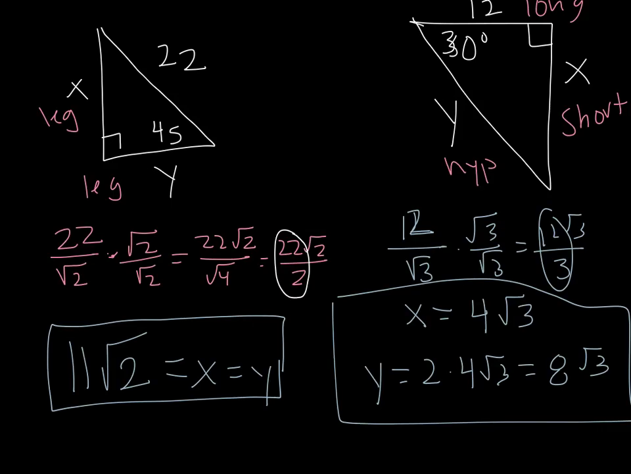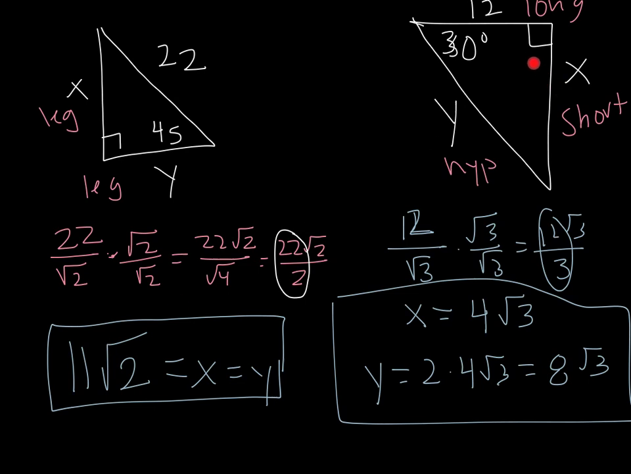So the first one, both of these are labeled your leg. So if you look in your special right triangle cheat sheet, it's your hypotenuse divided by square root 2 is equal to your leg. You must rationalize that. Square root 2 over square root 2. Multiply across, you get 22 square root 2. Square root 2 times square root 2 is square root 4. Square root of 4 is 2. And then you can simplify that. So both x and y are the same because they're both the leg, 11 square root 2.